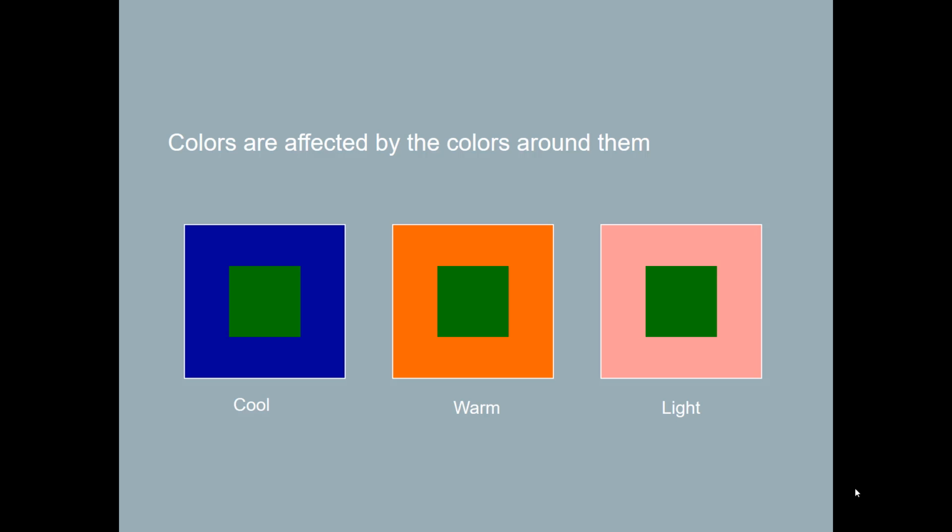Colors are also affected by the colors that are around them. So blue is a cool color, orange is a warm color, and that is the exact same color of green. So it looks quite a bit different.